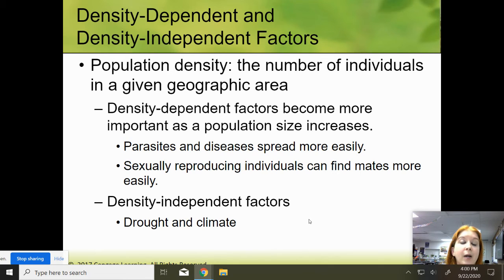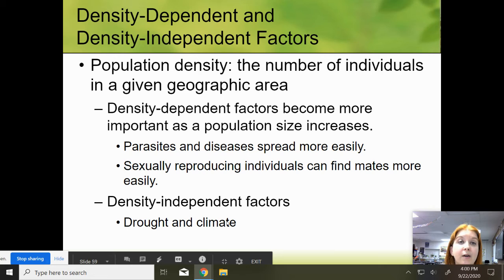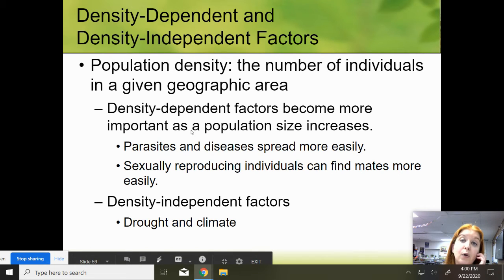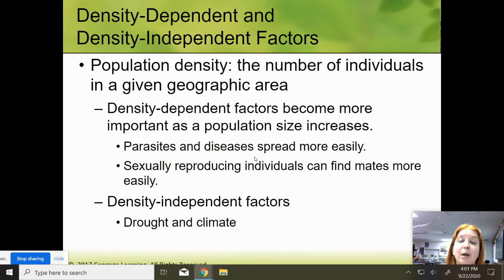A tornado is going to happen whether it happens to a city or one person. If it rains, it's not going to follow you home from school. It's just going to rain on everybody, or one person if that's all that's there. So density independent factors don't care. It'll rain on New York City. It will rain on Boise, Idaho. It will just happen. So density dependent factors are more important as the population size increases, and density independent factors don't matter. So if it can happen in New York City and Boise, Idaho the same, it's probably density independent. If the chances of it happening in New York City are way more than Boise, Idaho, then it's probably density dependent.